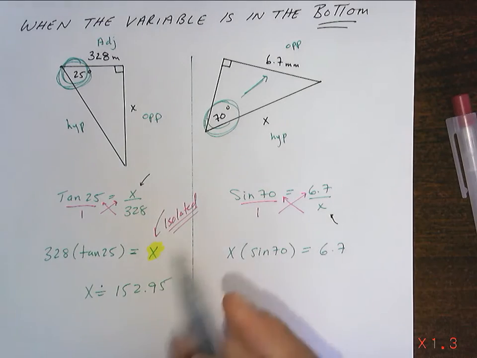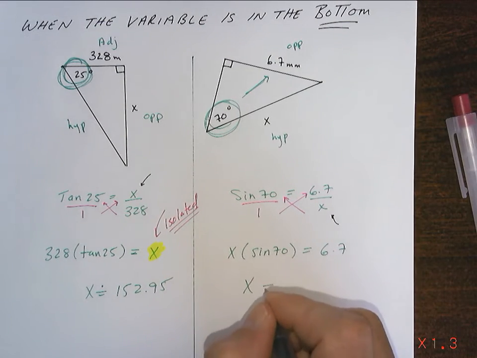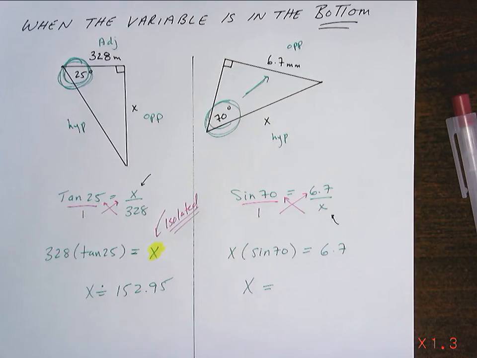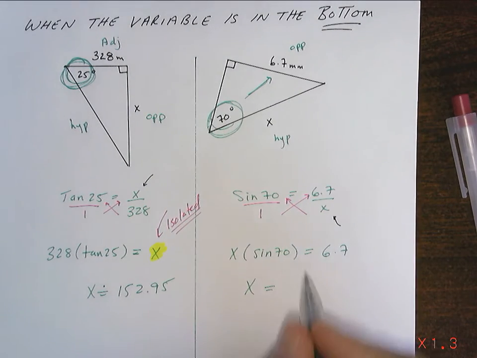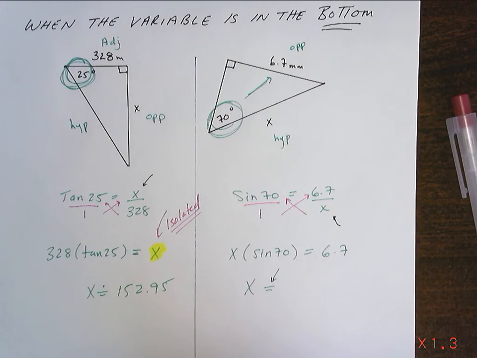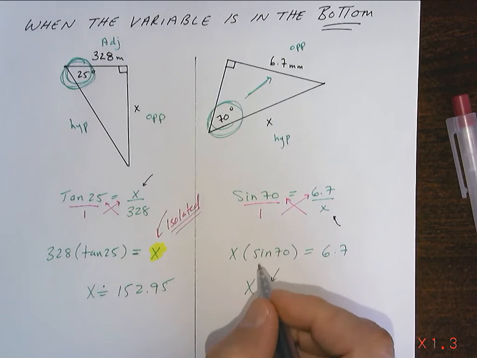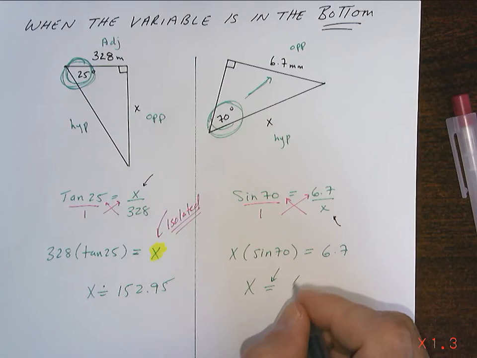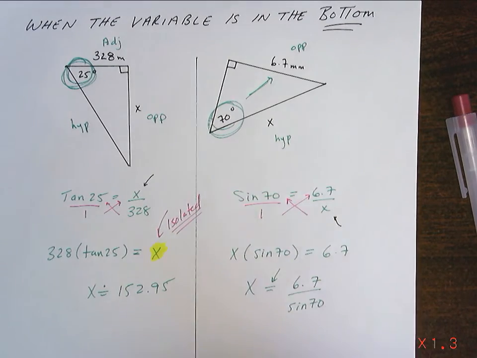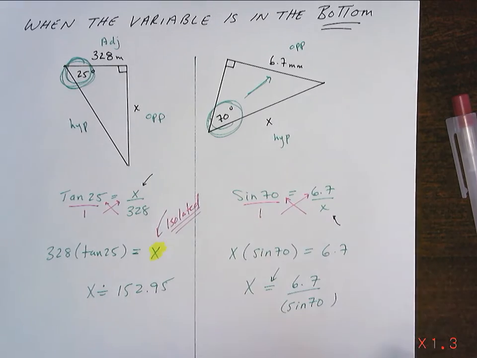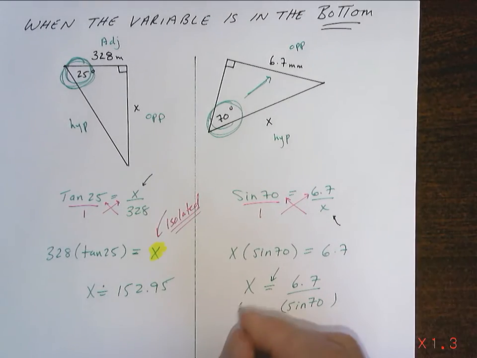You know what happens when you do that? You get x. You know why? Because you did the opposite of multiplying by sine 70. That's why you did it. But you want to keep the equality. It has to stay equal. Whatever you do to this side, you have to do to this side. So we have to divide by sine 70. So what we have now is x is now isolated.